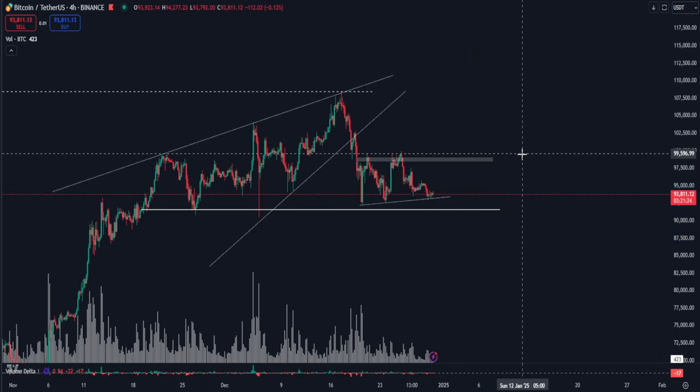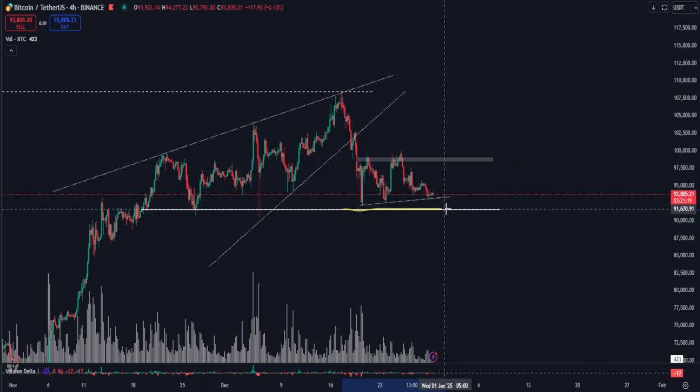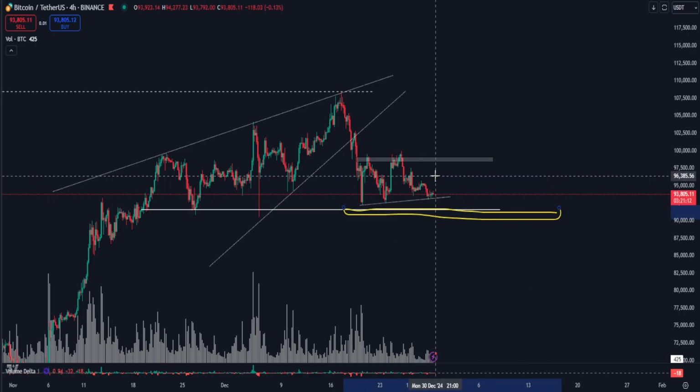So, to summarize, are we optimistic? Yes, we remain positive, but we'll be closely monitoring these critical structures as they must hold to maintain the bullish outlook we've discussed.